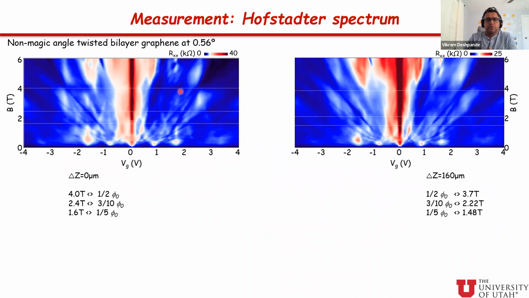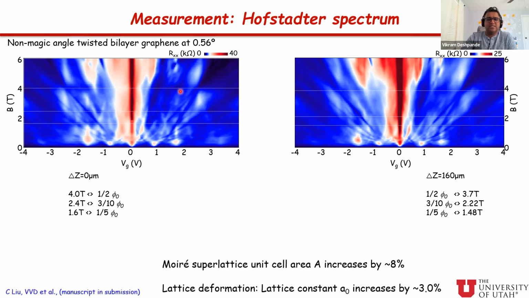So for example, in this sample, the features move down by about 8%. And that suggests that the Moiré unit cell has expanded in size because of the strain by about 8%, which means that there is a 3% increase in the lattice constant of the sample.